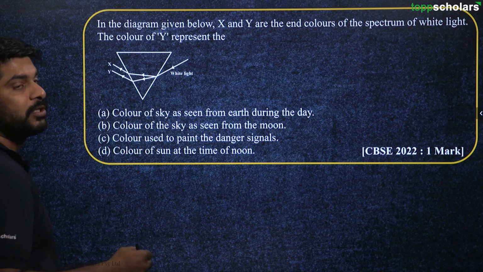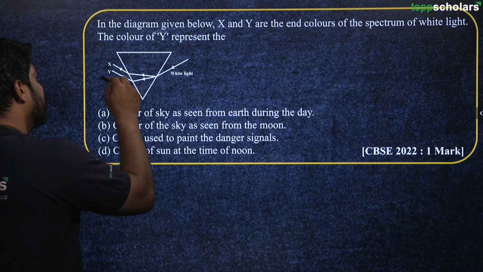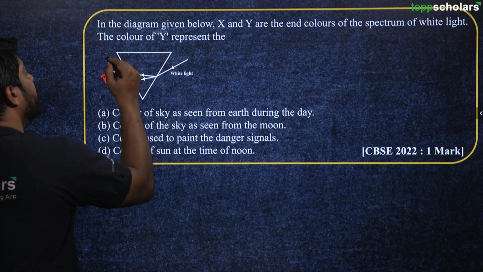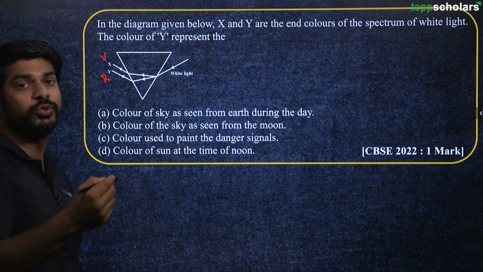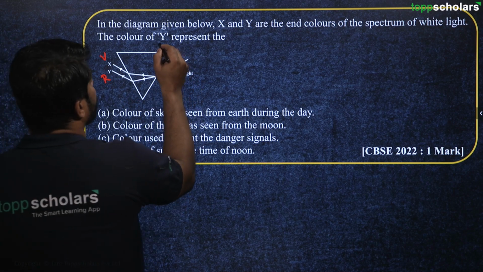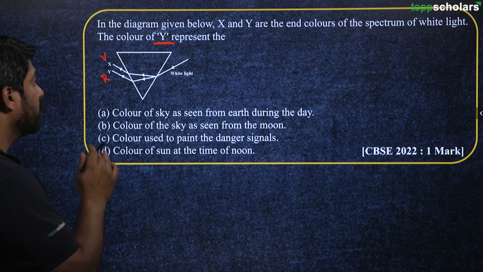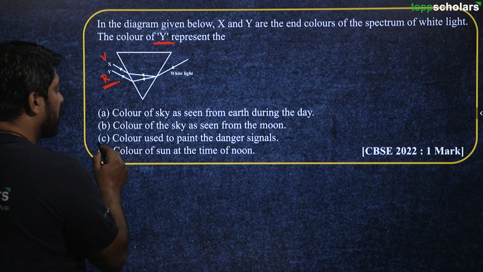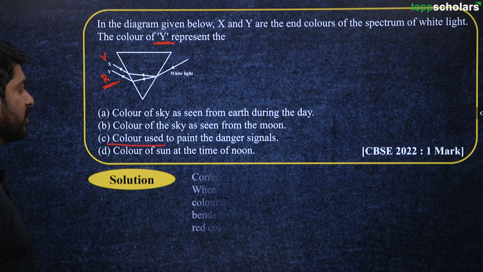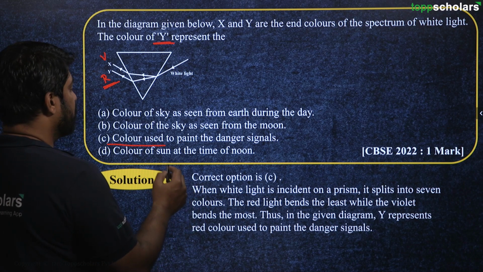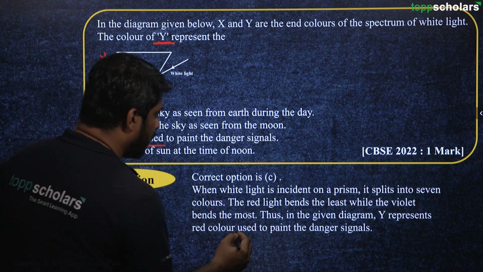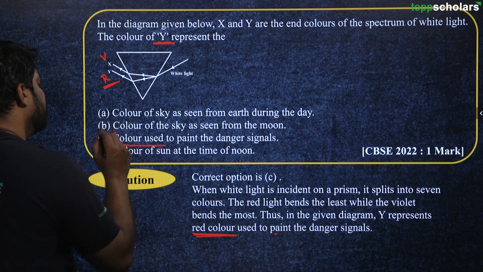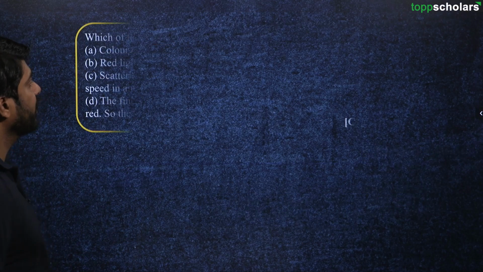So as we know, the color that bends less is generally red in case of a white light, and the color that bends more is nothing but violet or bluish color, right? So here we have been asked to find out Y. So over here definitely Y is the red color. That means the color used to paint the danger signals, isn't it? So in this case it should be the red color. So this is our solution. C is the correct answer. Moving on to the next question.